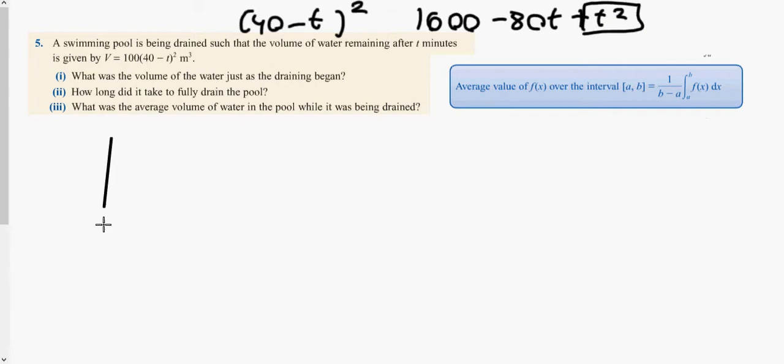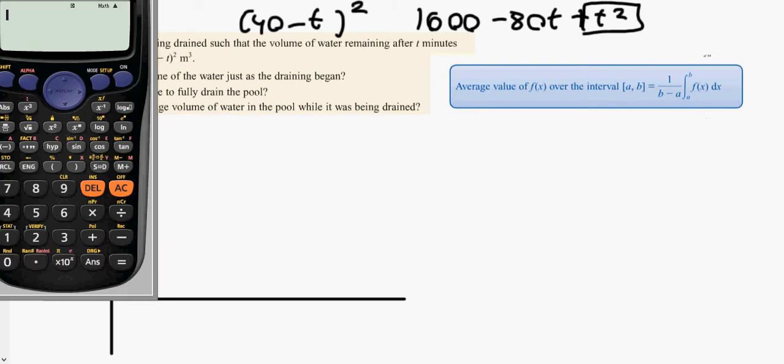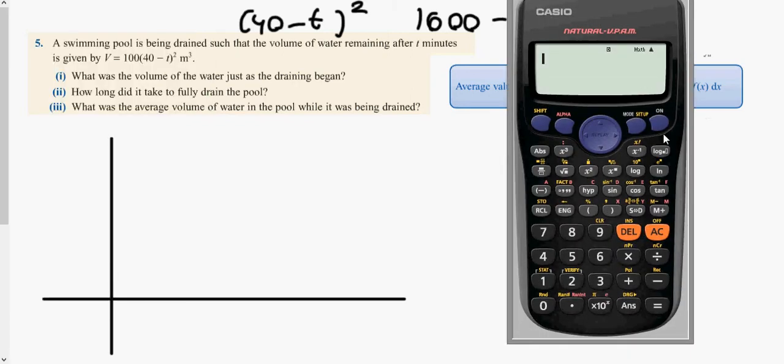So if I was to have a quick sketch of this graph, what I would do is just put down f of x, go into your table function, and say f of x is 100 multiplied by 40 minus x, all squared, because x is going to be representing t. And then I'm going to start it off at 0, and go up to, I don't know, 100, let's say, because I haven't got a clue how far this should go up.